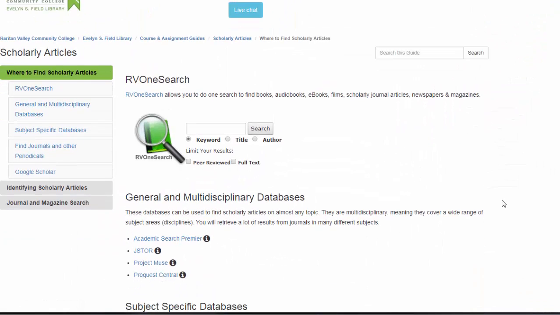The first thing you see is a search box for RV1 Search, which is one of our best tools for locating scholarly articles. It is important to know that RV1 Search contains much more than scholarly articles, which is why I'm going to tell you about them first.